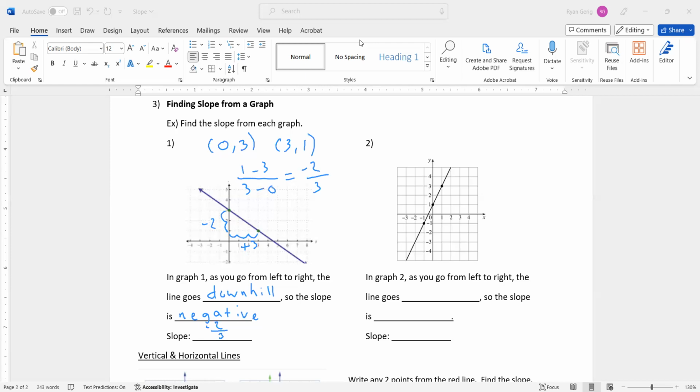I do want to caution you against that because if you name the points wrong, if you give the wrong coordinates, it'll mess up your slope. So if you can count, I would do it. Go ahead and try and count the next one. Find the slope.